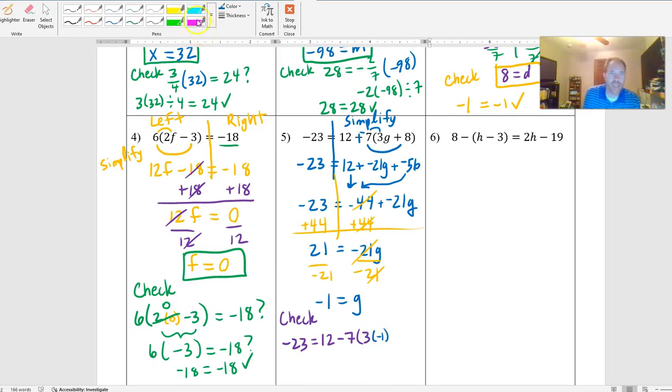What else do we have? Plus 8 in the parentheses there. So I'm going to do some of the work kind of quickly here, but working inside the parentheses, 3 times negative 8, that's negative 3. Negative 3 plus 8, that's negative 5. So this would be negative 23 equals 12 minus 7 times negative 5 is a negative 35.